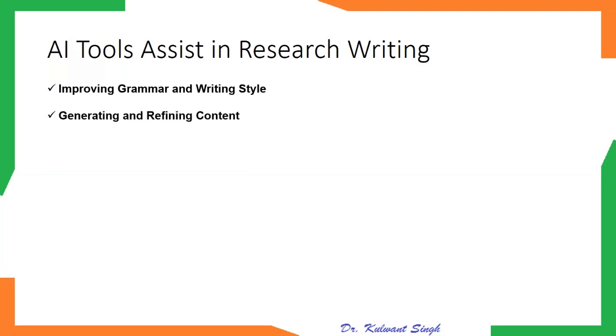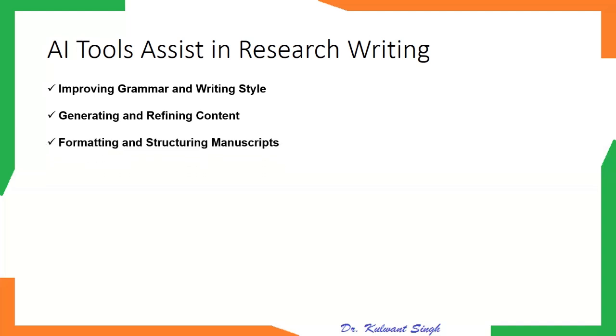Second is generating and refining the content. As researchers, we are looking for sources that can generate some content on our theme, idea, or any prompt. Or sometimes we have a couple of messages, but we want to refine that content in a systematic way to present in our document. So generating the content and refining the content can be done by AI tools.